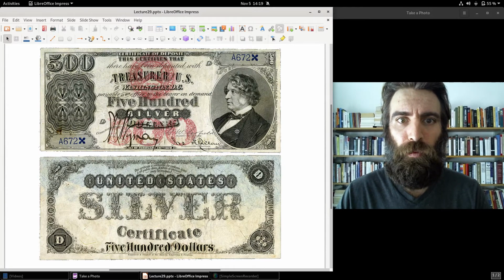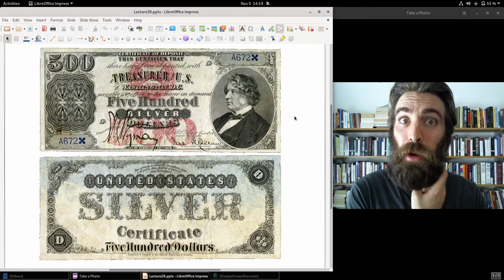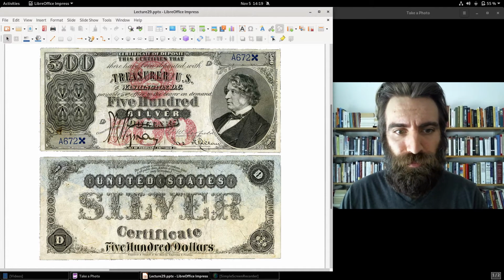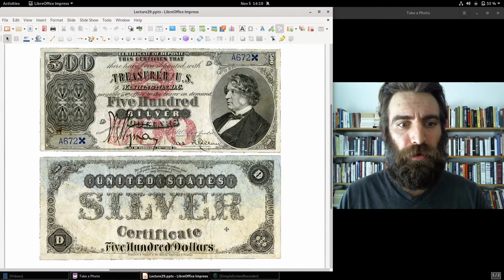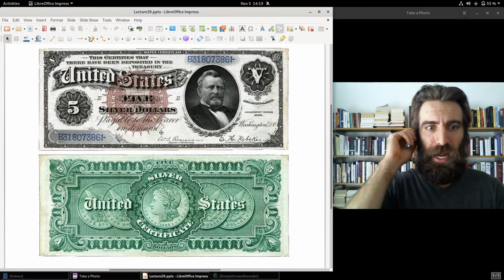There's Charles Sumner, who was a major abolitionist and Republican senator in Massachusetts in the 1850s. Silver certificate, 500 silver dollars. And then these are from the 1880s.